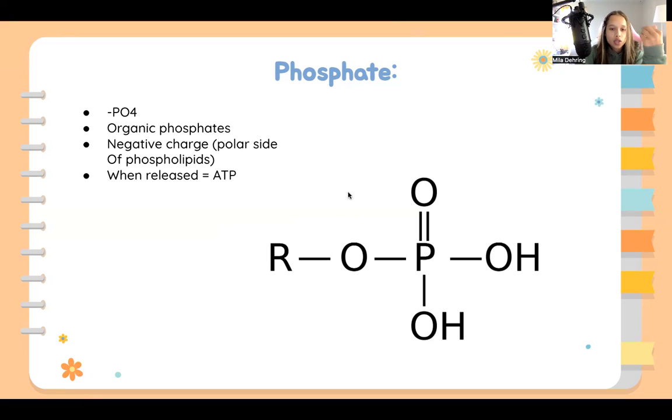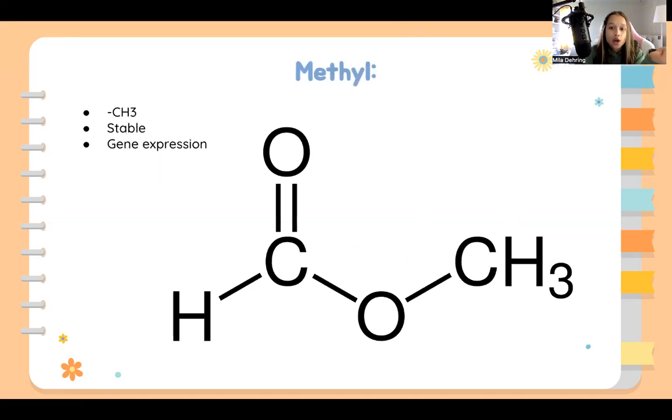So organic phosphates have a negative charge, so they're polar, and all of these have been polar, which means that they're easily going to be able to dissolve. Only one group is non-polar, and that'll be methyl, which we'll take a look at. And phosphates, when they're released, will help in creating ATP or energy. So methyl, like I said, is CH3. So it's carbon and 3 hydrogens. And this is a stable compound that will aid in gene expression.